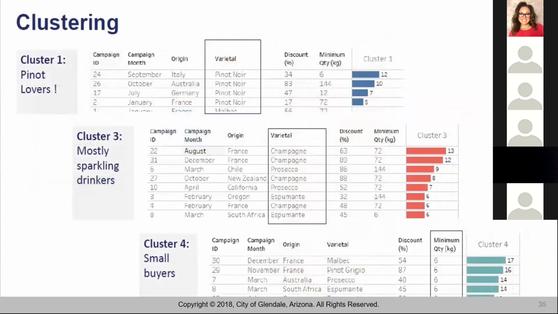In cluster 1, we found our Pinot lovers, what months they typically buy the most, and what countries the wines are from. Then the sparkling drinkers, champagne and such, again showing which countries and months. And then small buyers, people who just buy a couple of bottles of wine a year, and this tells us what those wines are.